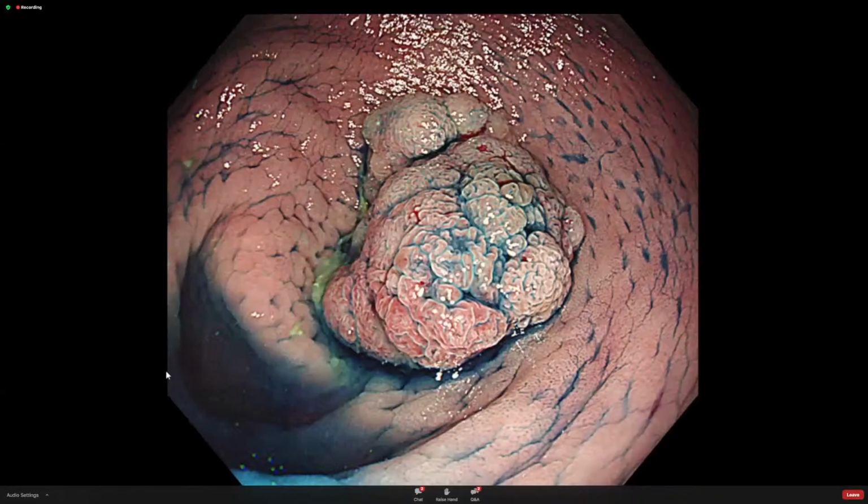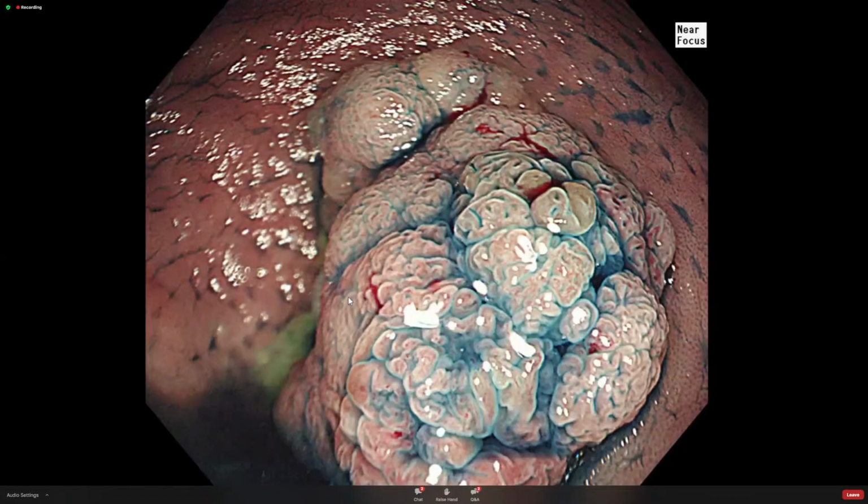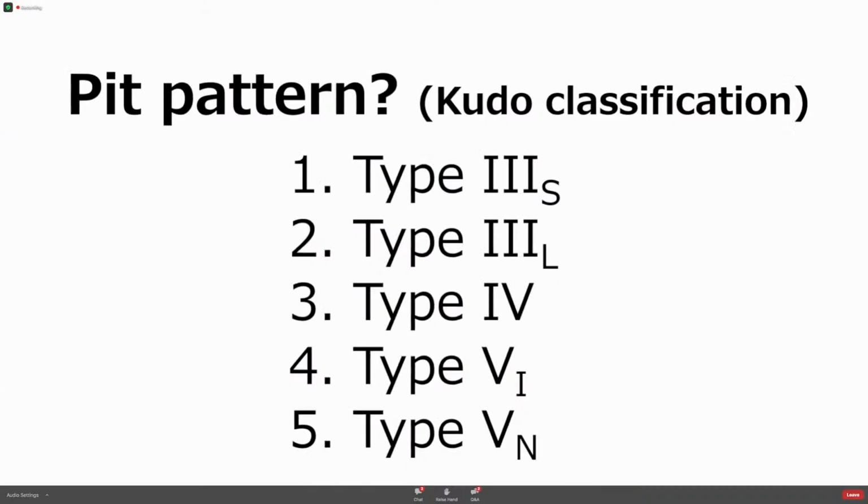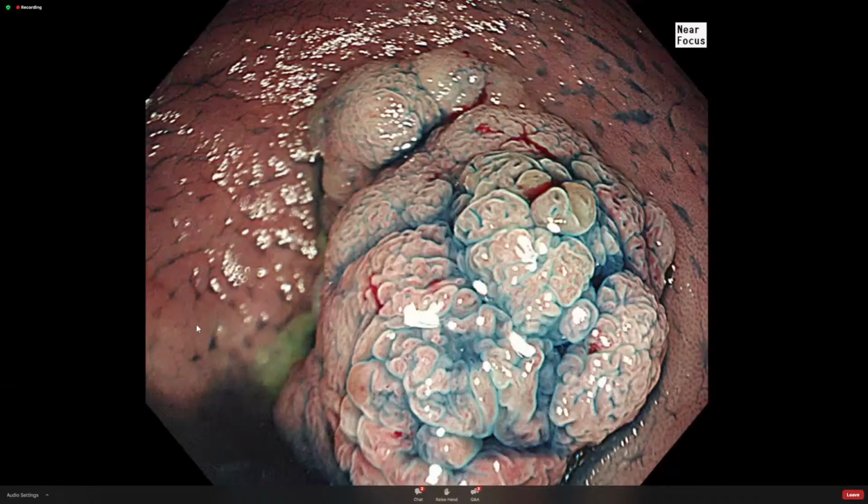So next, we performed the staining. This is with magnification. What is the pit pattern? Please vote about the pit pattern.